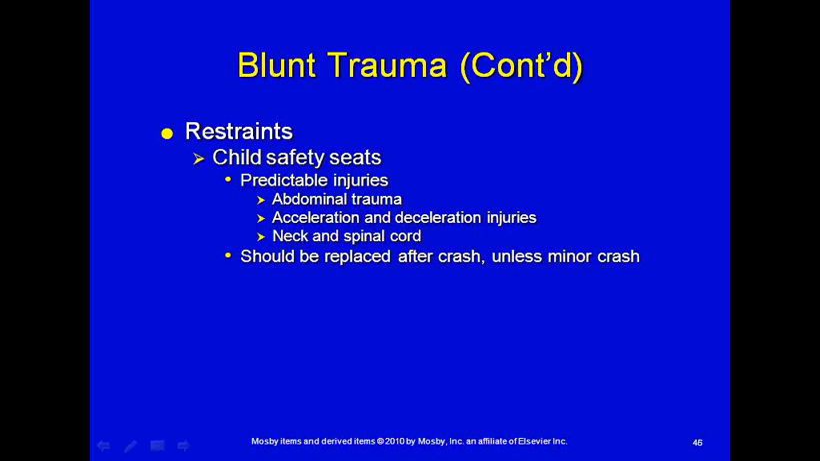Child safety seats. When a child is fitted properly in a child safety seat, they shouldn't receive any injuries. However, if they're not fitted properly, just like an adult, if the lap belt is worn too high over the abdomen, they can suffer abdominal trauma. They can have acceleration and deceleration injuries, neck and spinal cord injuries as well. The manufacturers of child safety seats only guarantee them to work for one collision. So after a crash, those child safety seats should be replaced, and they often aren't.